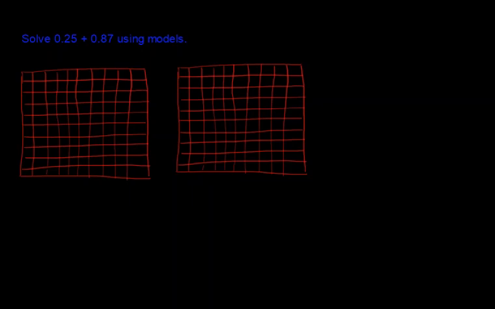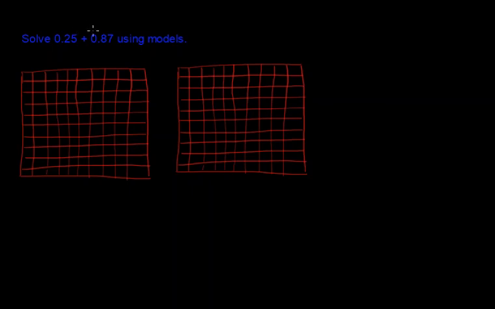Okay, so sometimes it's going to ask you to solve using a model. Is this the fastest way to solve it? No, definitely not. But it can help people who don't understand it using the traditional algorithm, and sometimes you just have to because that's what it wants you to do. So that's what we're going to do right now. It is asking us to solve 25 hundredths and 87 hundredths added together using models.